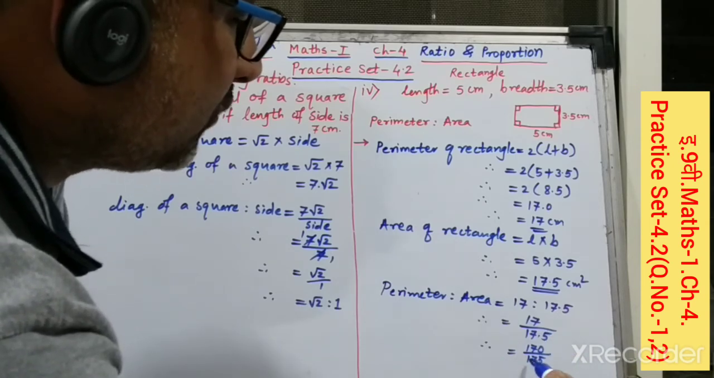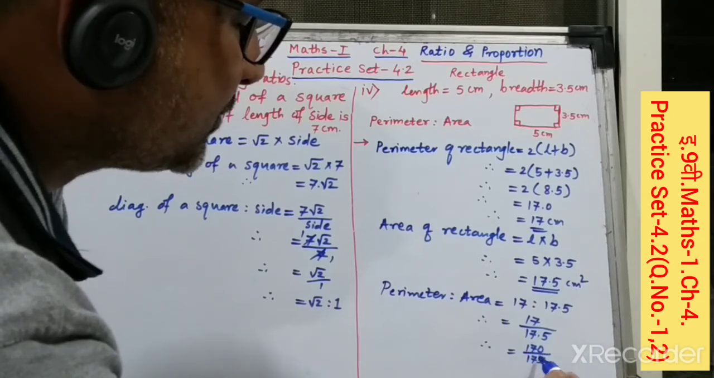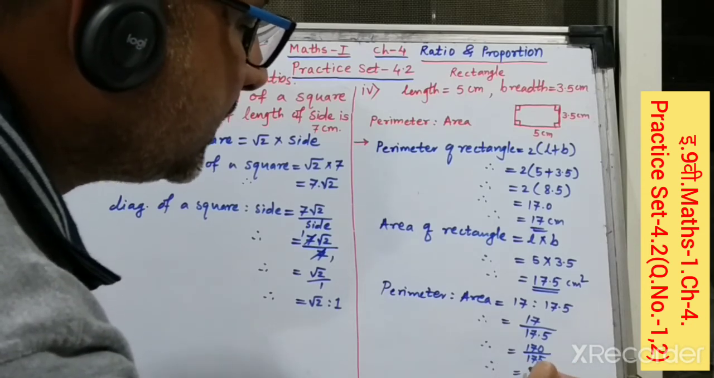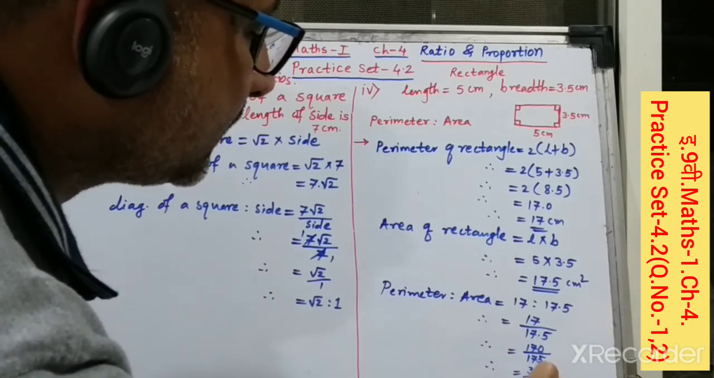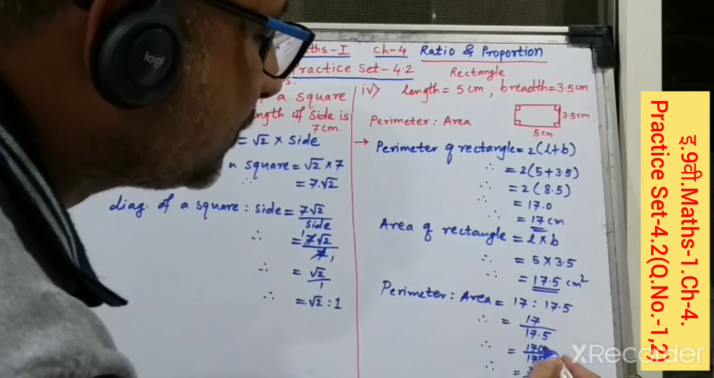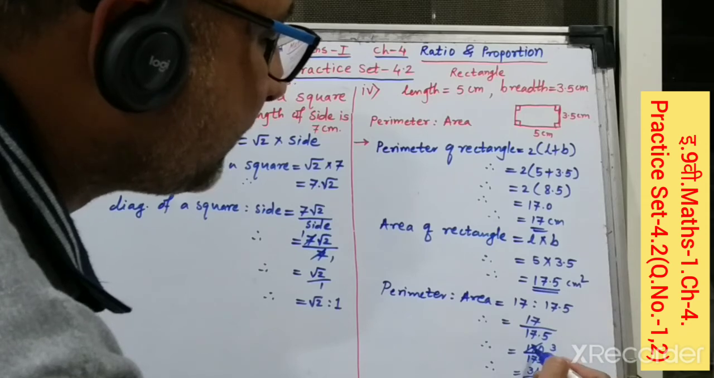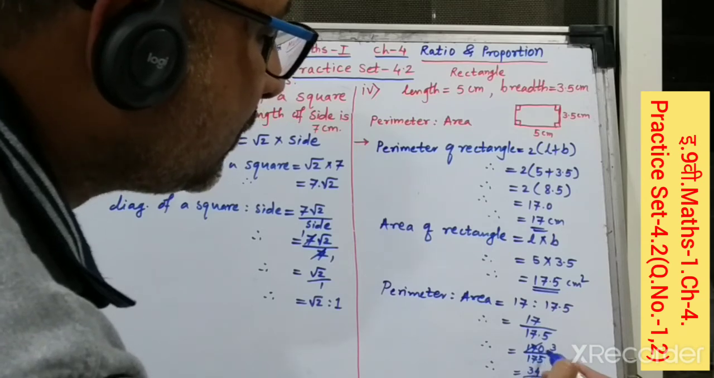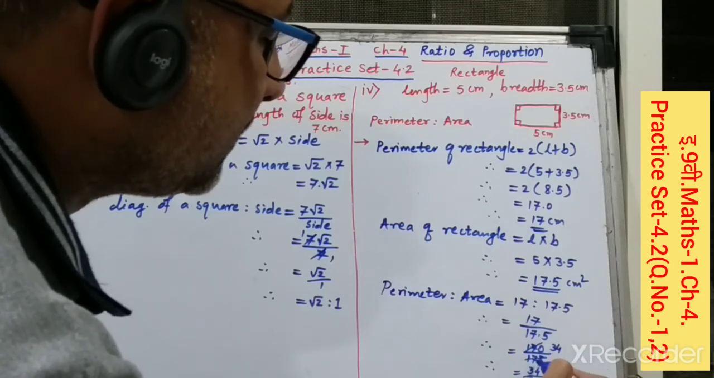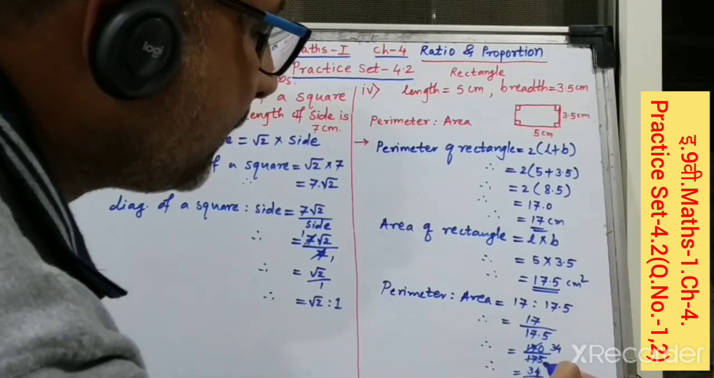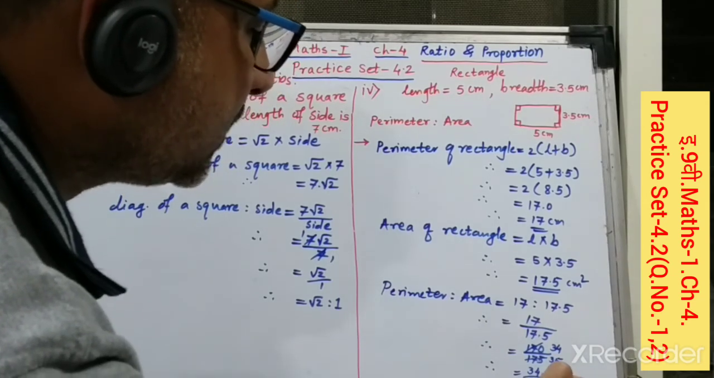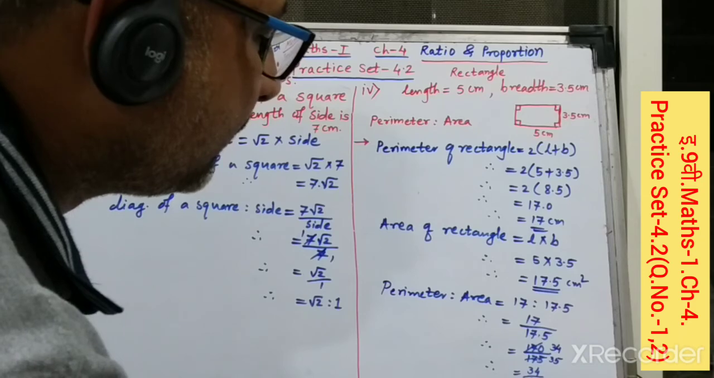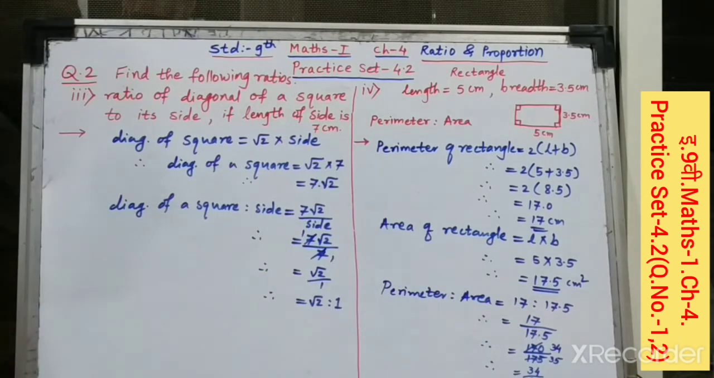So 170 upon 175, and now we can divide these two numbers by 5. So we get the ratio here 34 upon 35. So dividing by 5 to these two numbers, 5 3s are 15, and here the remainder is 2, and so 20 is there. So 5 4s are 20. Similarly here we can divide this 175 by 5, so we get 35. So 34 upon 35, that is the ratio becomes 34 to 35. So this is the final answer.